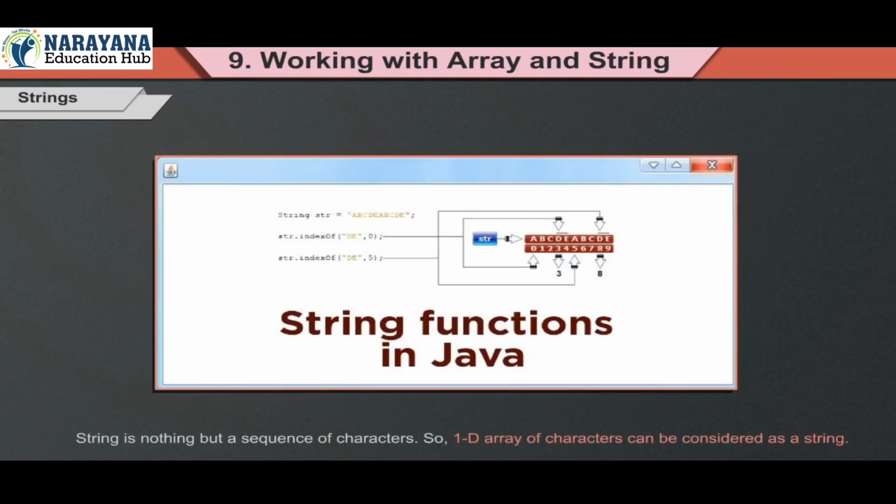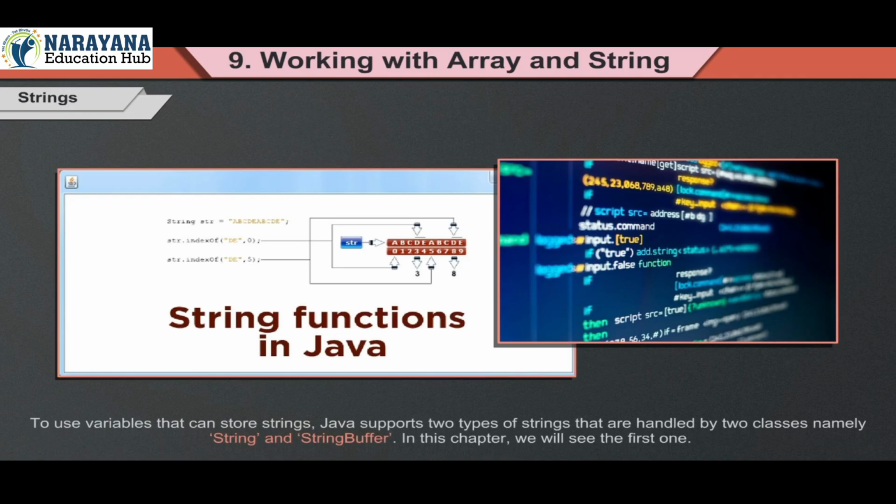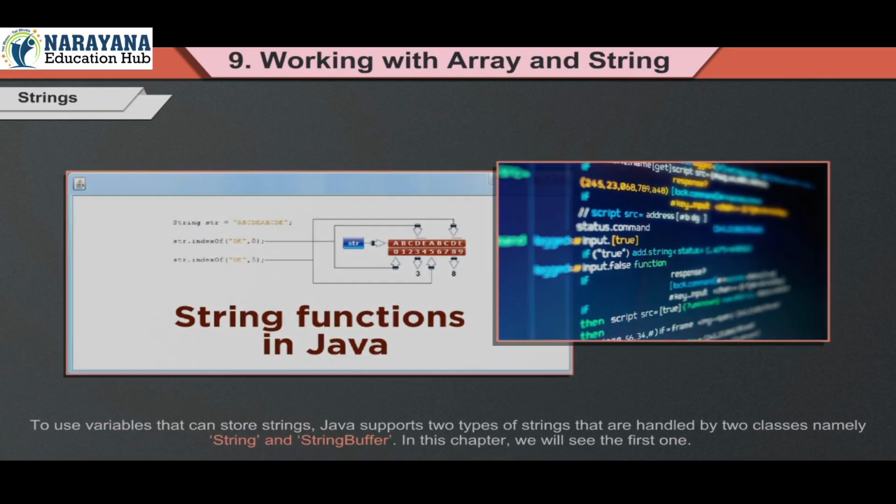Strings. A string is nothing but a sequence of characters. So, a 1D array of characters can be considered as a string. We have already studied and used string literals where a sequence of characters is enclosed between double quotes. To use variables that can store strings, Java supports two types of strings that are handled by two classes, namely String and StringBuffer. In this chapter, we will see the first one.